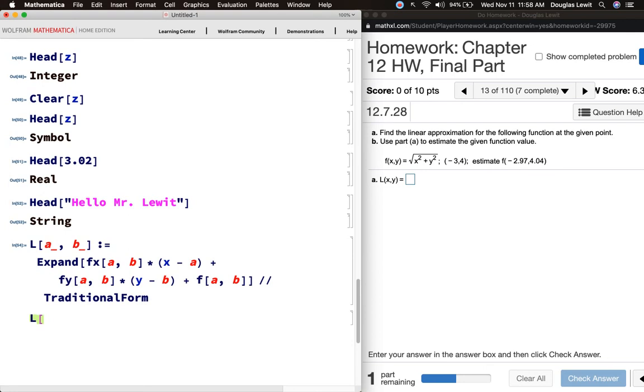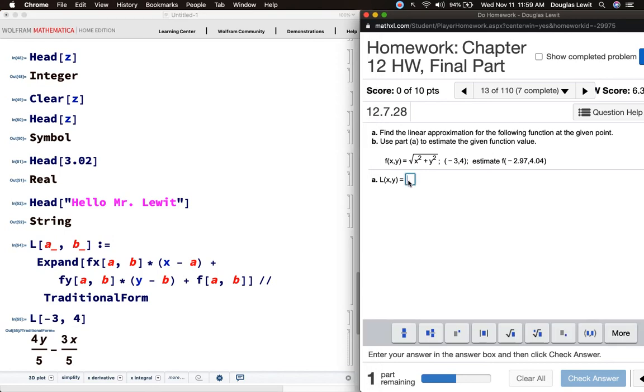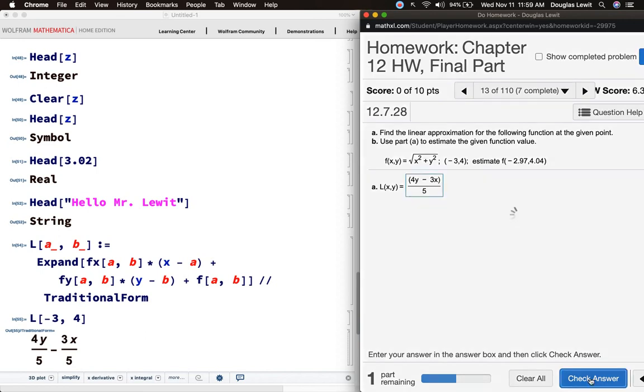So what is the equation of the tangent plane when x is equal to -3 and y is 4? Okay, so we're going to have 4y over 5 minus 3x over 5. Actually, we could simplify that a lot. Let's do 4y minus 3x over 5. Let's see if that should be correct. It should be correct.